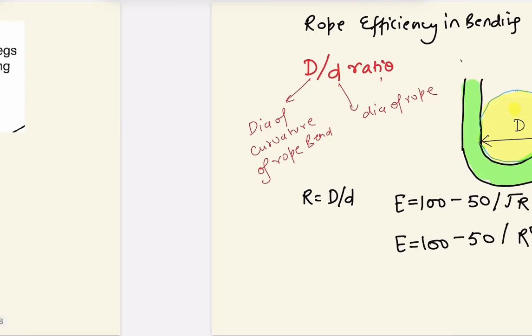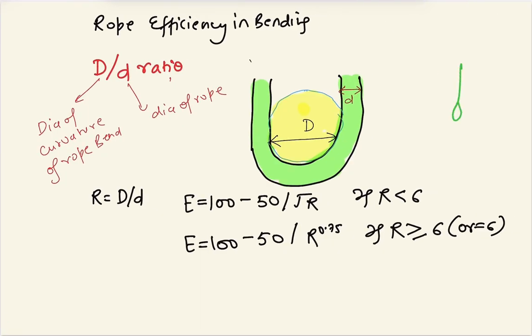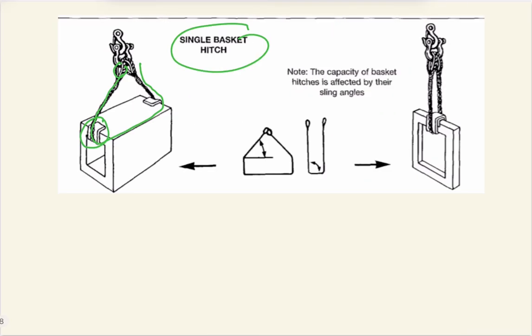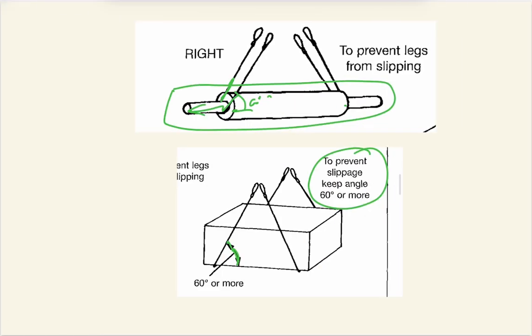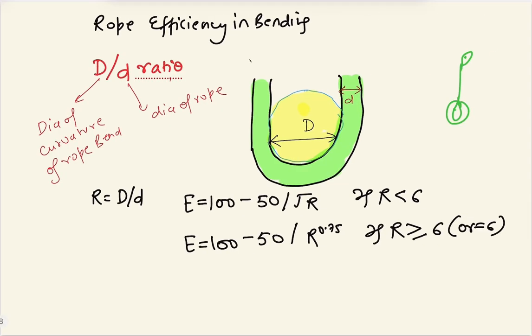Now we will understand how the reduction factor plays its role. The rope efficiency: when we are lifting something with the help of the eye of the wire rope, the load is coming on the eye side, there is no issue. But in the case of basket hitch, the load also acts on the body of the sling, so there will be bending. So there we have to calculate the rope efficiency in bending. Here the D by d ratio plays a major role.